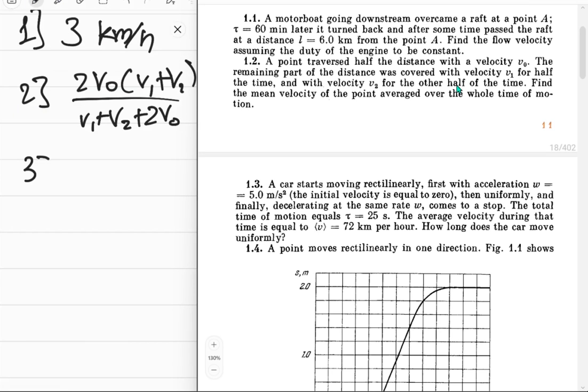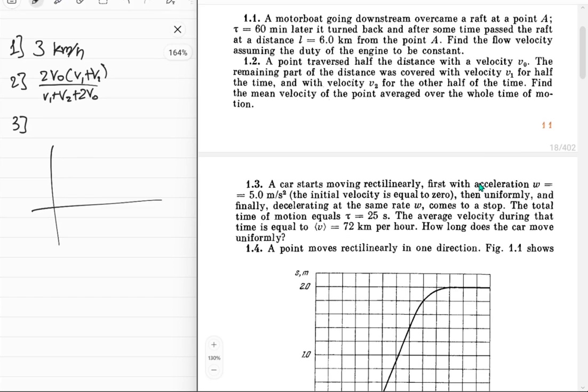Third question. A car starts moving rectilinearly, first with acceleration 5 meter per second square. The initial velocity is equal to 0. Then uniformly, and then finally decelerating at the same rate to a stop. The total time of the motion is given, find the average velocity. Fine. The best way to do this is using a VT graph.